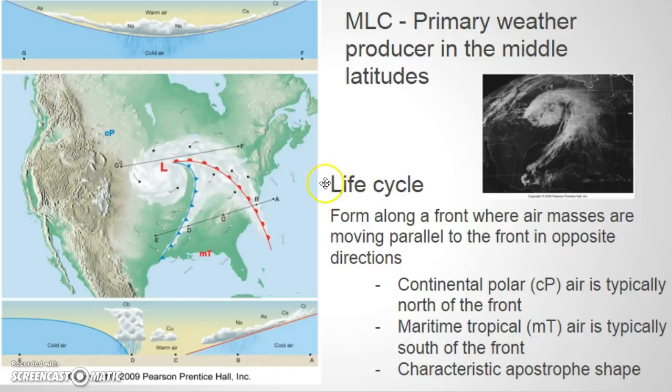So the life cycle. How do they live, how do they age, and how do they evolve? Well, they form along a front where air masses are moving parallel to the front in opposite directions. We'll be looking at continental polar coming from the north and maritime tropical coming from the south. These two interact, and this is where we find our mid-latitude cyclone. And the characteristic is this apostrophe shape. I'm trying to reiterate that it has a very distinctive shape to it.